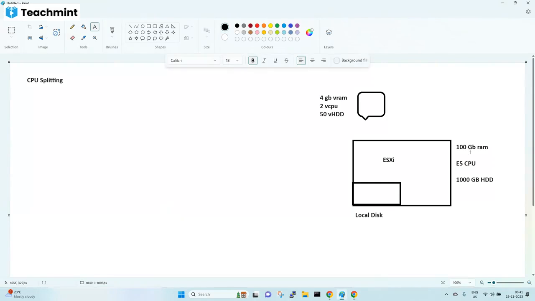So the physical resources available here, RAM, CPU, hard disk, will be on the physical server, which is the ESXi host. The resources which we have allocated here to the virtual machine are virtual, split from this quantity and allocated here. So if you allocate 4 GB RAM from 100 GB, it will be 96 GB available on the ESXi host. Same way, hard disk also 1000 minus 50. But CPU, here you can see 2 vCPUs.